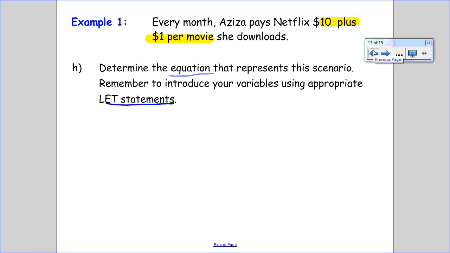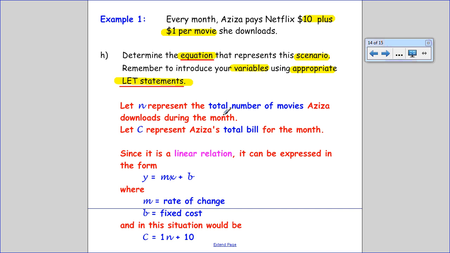We need to introduce our variables. We know the dependent was the cost per month, and we know the independent was the number of movies downloaded. So I would do let N represent the total number of movies Aziza downloads during the month. Let C represent Aziza's total bill for the month. It's a linear relation, so it gets expressed in the form y = mx + b. M is the rate of change, B is the fixed cost, and we already said it costs $1 per movie, so we put a 1 in front of the N, and we pay $10 either way.